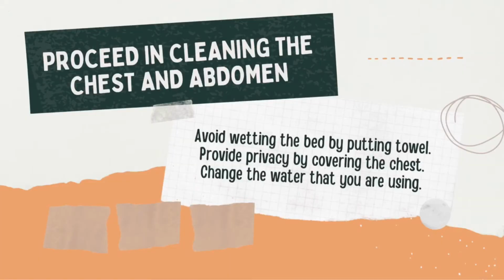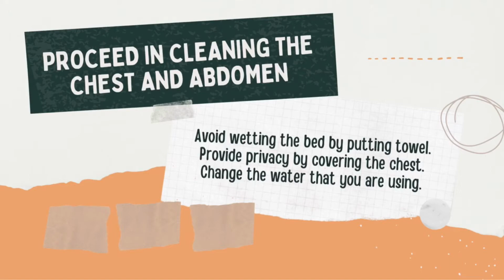Now that we are done with the upper limb, we can now proceed to cleaning the chest and the abdomen of our client. One thing to remember here is to put the back towel under the back of our client so that we may avoid wetting the bed, and also put the other towel over his or her chest, so that we may be able to provide the privacy that our client needs.